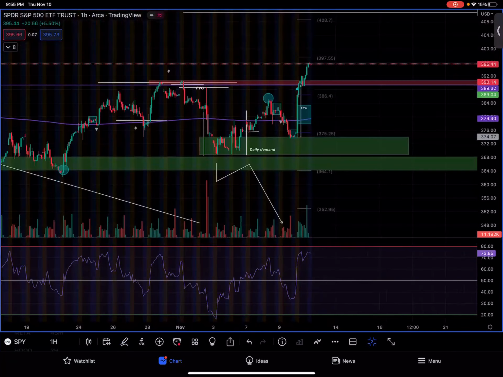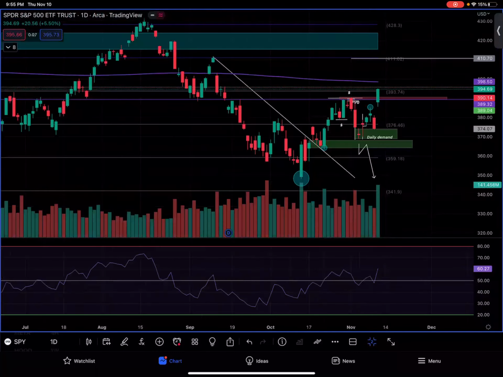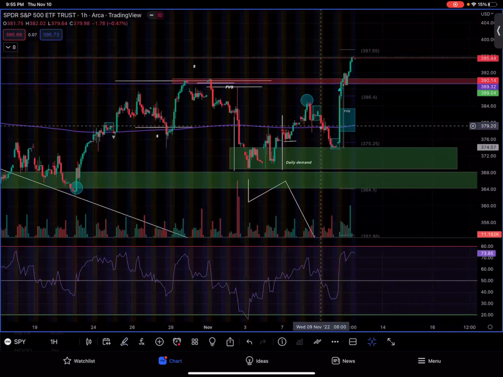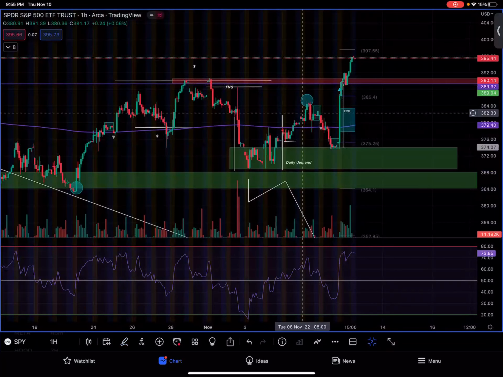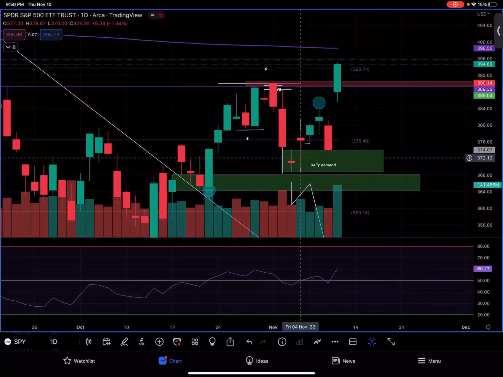But overall, we know that price is bullish. Why? Because it broke trend on the higher time frame. We're just waiting for price to come down to a point of interest, to model our risk to reward to the upside. I wouldn't enter longs up here. I'd wait for price to come back down into that area of consolidation, daily demand, spinning top, before looking for longs higher.